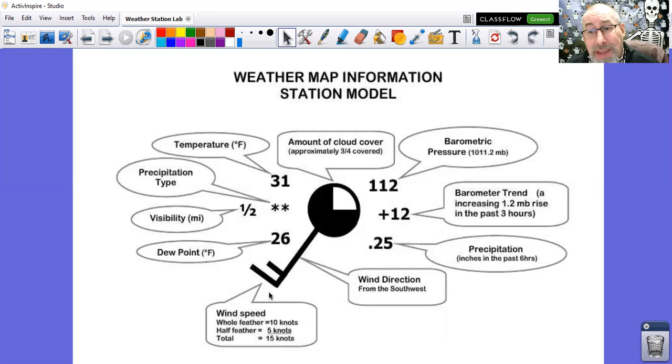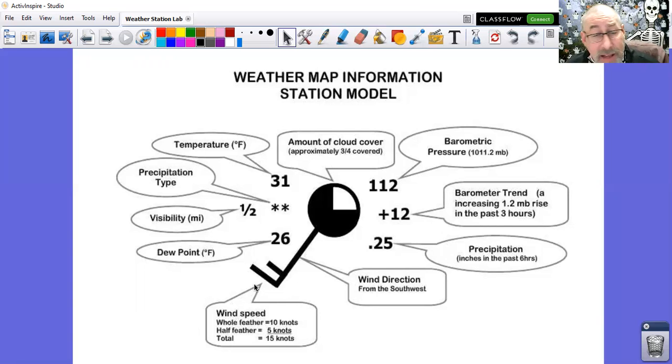Remember, this is going into the weather station. So that means that this is a southwest because that's where it's coming from. It's going into the station from the southwest. So that means it's a southwest wind.